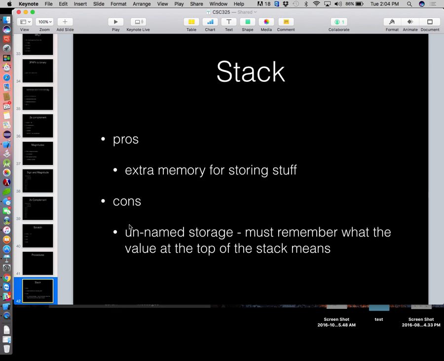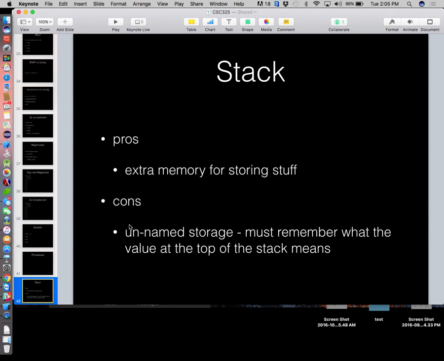So here's the stack stuff, pros, extra memory for storing stuff. Stack functionality in general, like we just talked about, will definitely be on the exam at some level. Whether I ask you directly about the stack like this is maybe more of a 50-50 thing. So understanding the mechanics of working with the stack, pushes and pops and what each of those do.